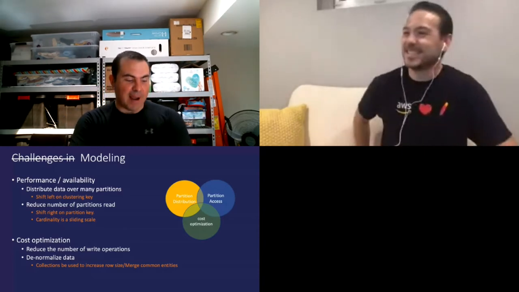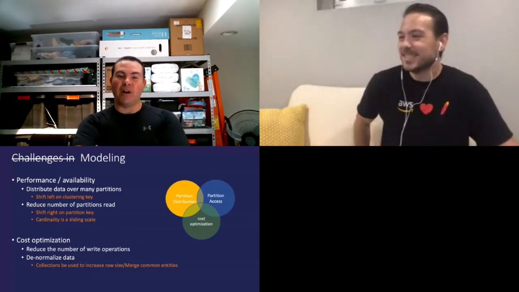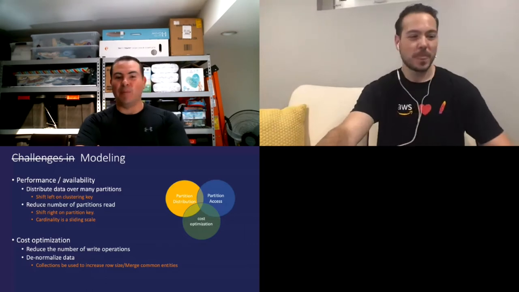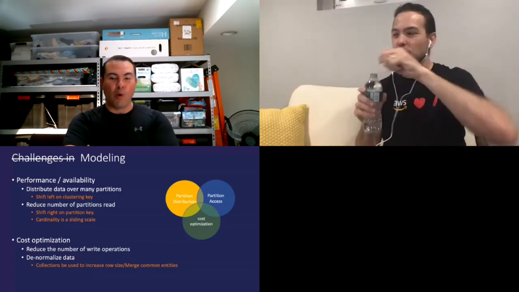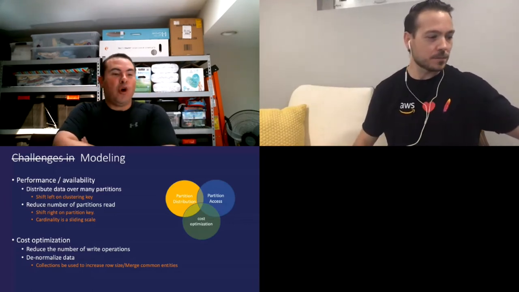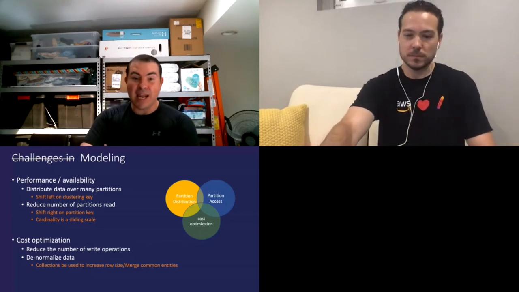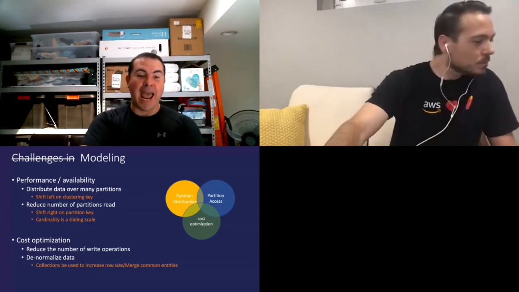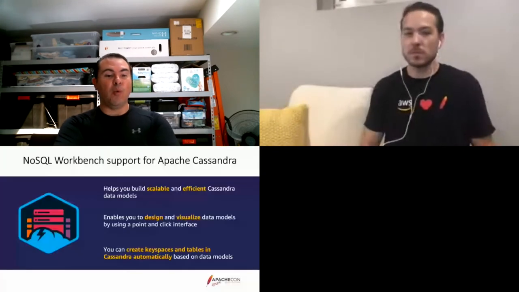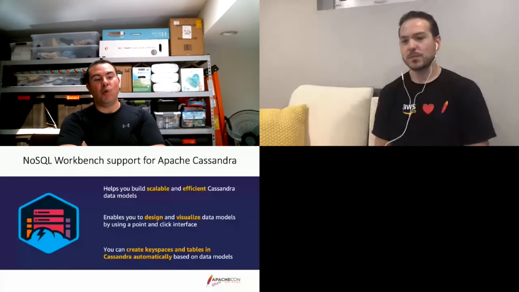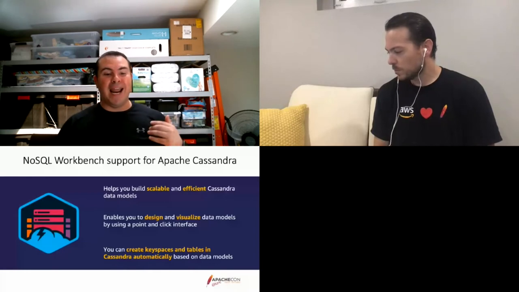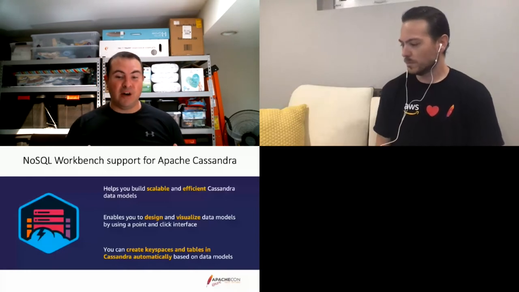One of the things that we're really thinking about at AWS is how do we do more to empower developers? How do we make it easier for an advanced Cassandra expert that's been working with Cassandra for 10 years to do more? Also, how do we make Cassandra more accessible? How do we make it easier for developers that are new to non-relational and open source technologies like Cassandra to get started? To that end, we're excited to announce today that we are adding Apache Cassandra support and Amazon Keyspaces support to the AWS NoSQL Workbench. The NoSQL Workbench is a fantastic tool which helps developers build much more scalable and performant data models. You can go in there and design and visualize the data models using a point-and-click interface.